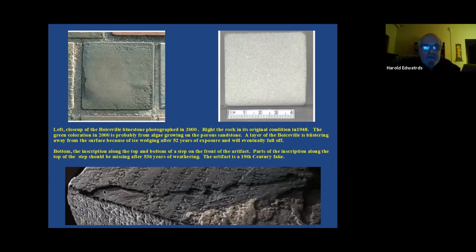And we're going to concentrate on this bedding plane. There are two bedding planes you see here, one at the top and the one on the bottom of this step. And water would wick in along the bedding plane underneath this top flag, and it should have expanded and cracked away parts of the inscription. And that, of course, has not happened. Again, this is an indicator that the stone is a fake.